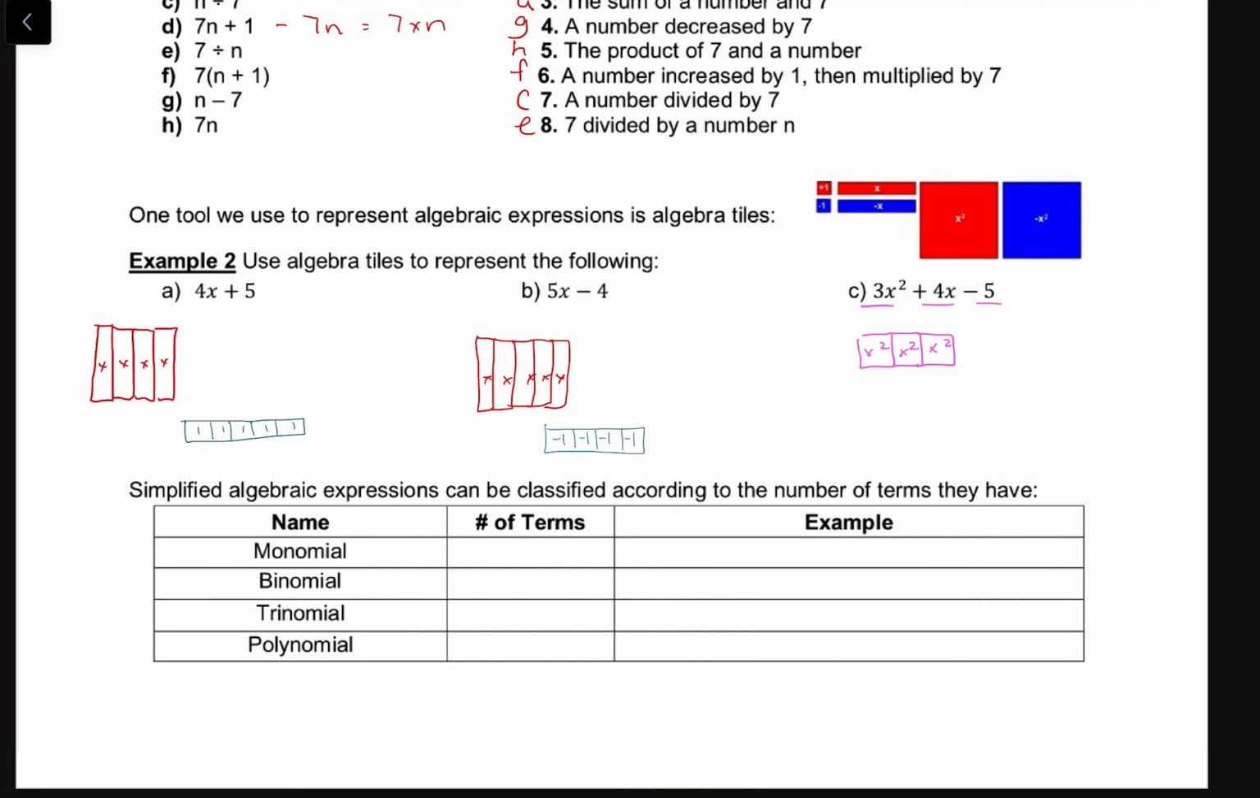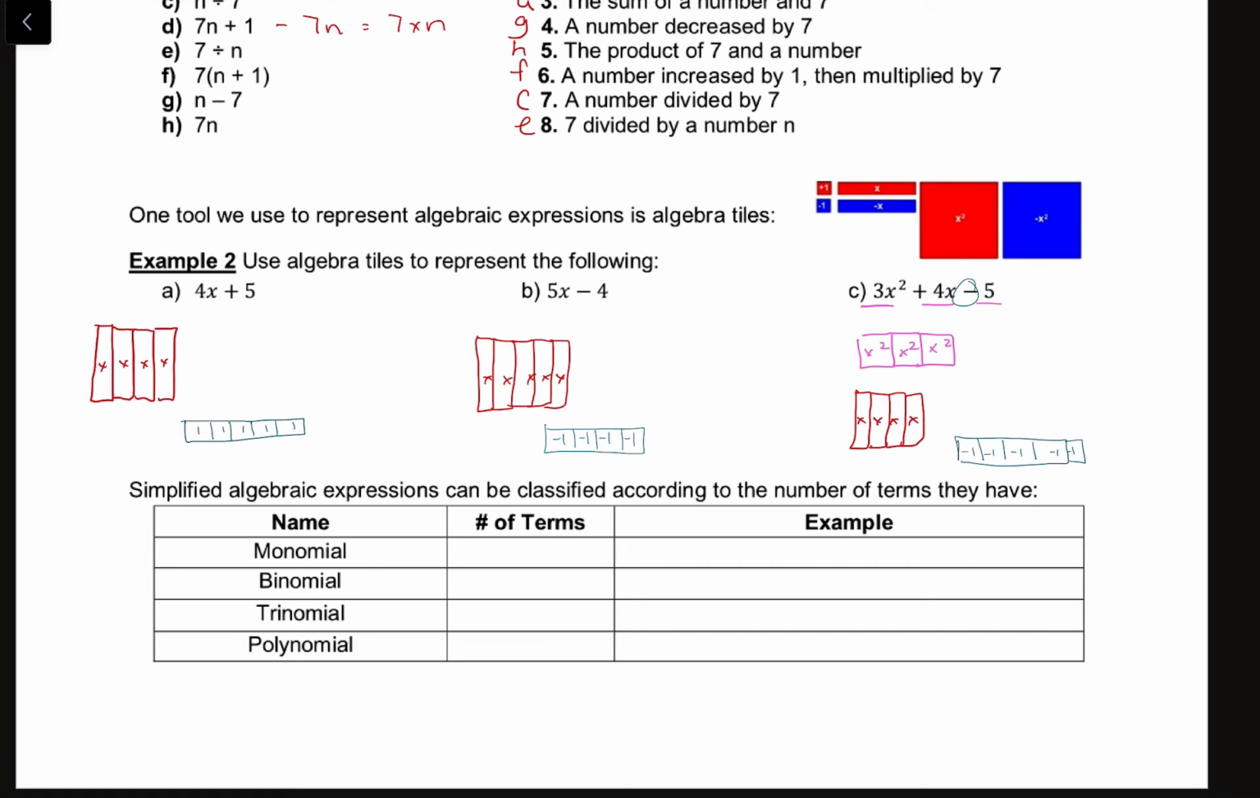Then after that, we need to do our 4x. So we can do our long ones again, and always put your x inside of them. And then in this case, because we have -5, always pay attention to the sign in front, we need to draw 5 of them, just like we always do, but we're doing -1 inside of them because we're subtracting.